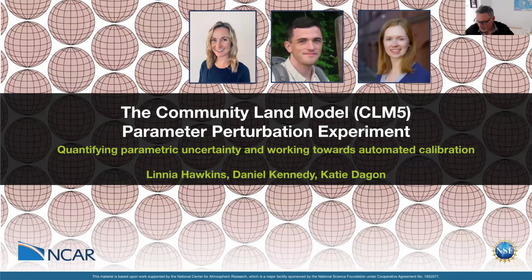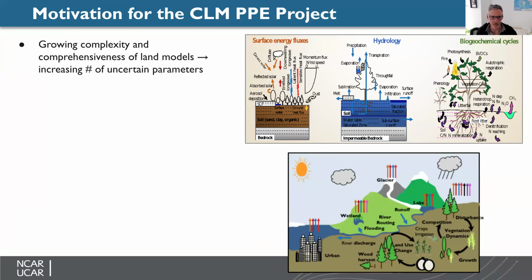Okay, so then for the last 10 minutes or so, I want to talk about parameter perturbation, the other way I think we can really bring machine learning to advancing models. We've been working on this activity for the last 4 or 5 years or so, and I just want to acknowledge the work of Lenny Hawkins, Daniel Kennedy, and Katie Dagon, who have been leading the effort on the CLM side. But really, there's an international community of groups that are trying to exploit machine learning to advance parameter calibration. And I'll get to a proposed MIP at the end of this that's coming soon.